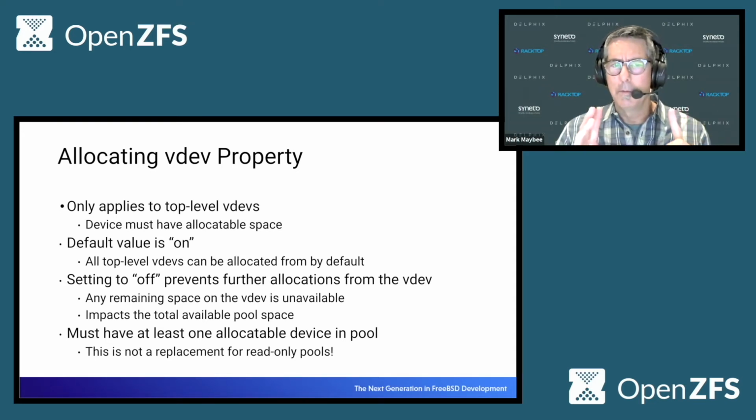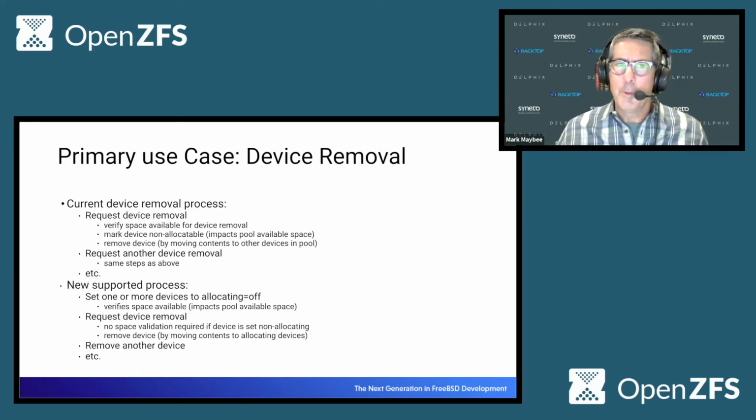One of the constraints with this property is that you must have at least one allocatable device in your pool. All right, this isn't about read-only pools. This is about allocating or non-allocating of a device. And so if you were able to turn all devices non-allocatable, that would pretty quickly lock up your pool. So the primary use case for this new property is device removal.